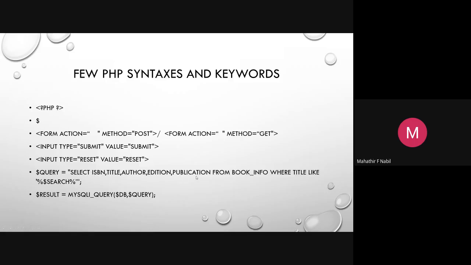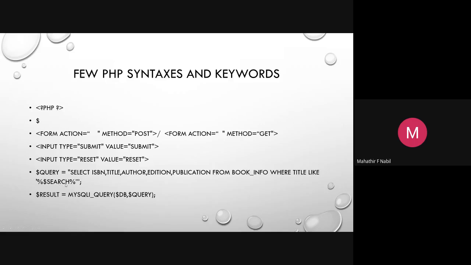So this query means what? That the values of ISBN, title, author, edition, publication will be shown, which is from the table book info, where this is a condition, right? After where you write a condition, and that condition is title, right? Where the title is like search, right? So the search name.